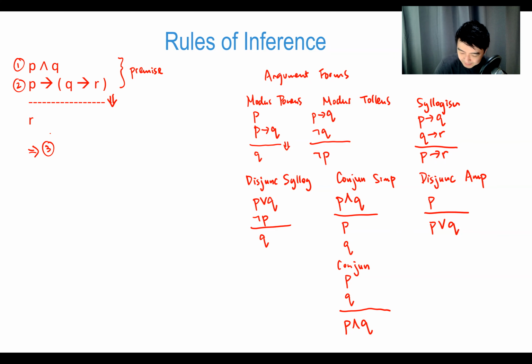So what I see is this conjunctive simplification. This conjunctive simplification law says if I know P and Q is true, then I can individually write P and I can also individually write Q. So this is from the conjunctive simplification of number one. This is from the conjunctive simplification of number one as well.